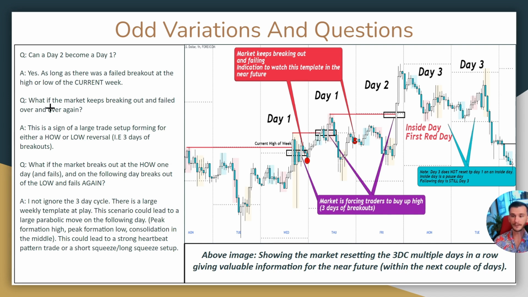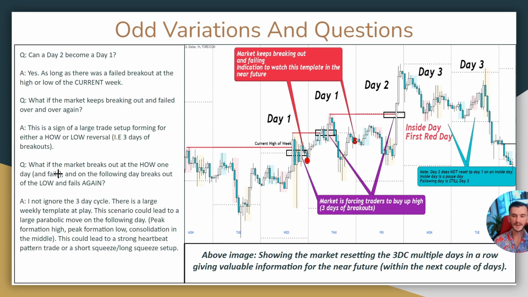Next question, what if the market keeps breaking out and failing over and over again? So we have the failed breakout. If it just keeps happening over and over again, it's just going to keep restarting the cycle until that breakout does not fail.